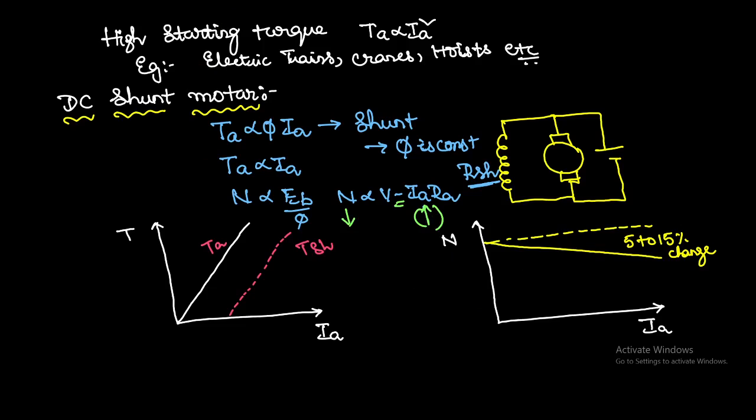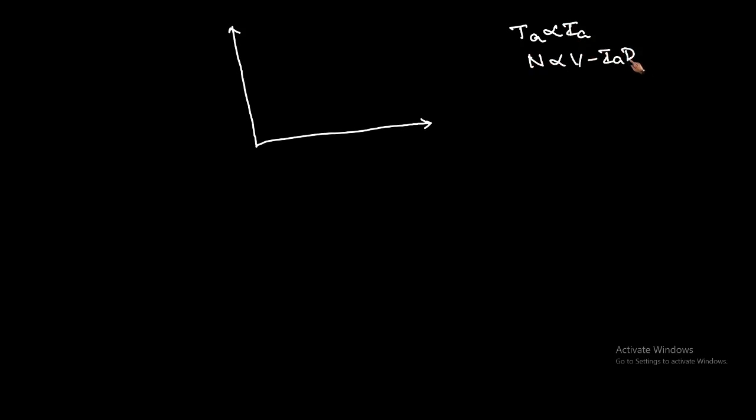Now let us see another characteristic, because you are going to get the same characteristics as speed versus armature current. Why, I will explain. The armature torque is proportional to Ia, and speed is proportional to V minus Ia Ra. So these are inversely related, and speed is inversely related to armature torque. So when you draw the curve between speed and armature torque, initially the speed is constant, but whenever you increase the torque, the speed will decrease.